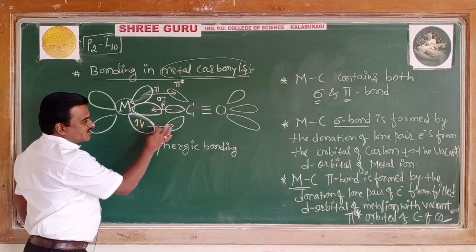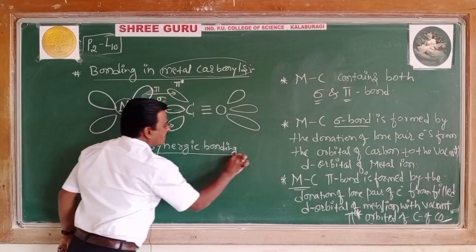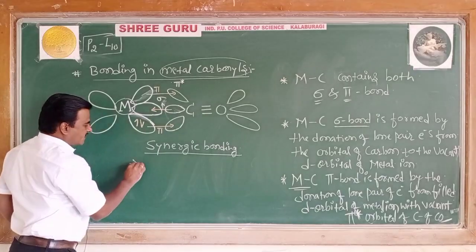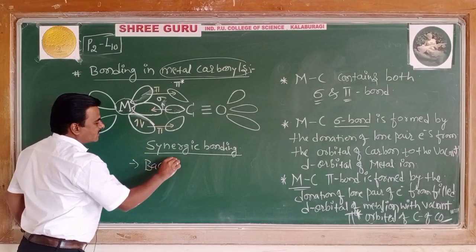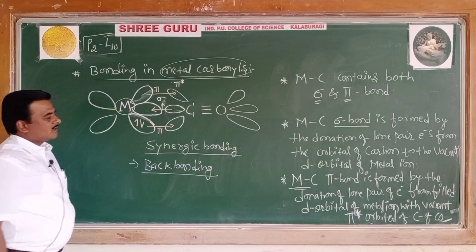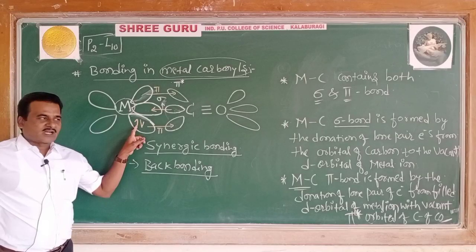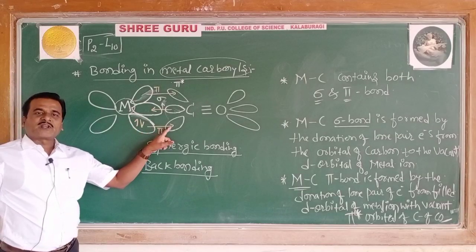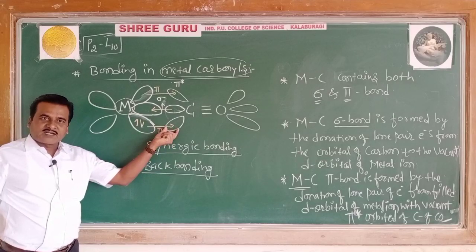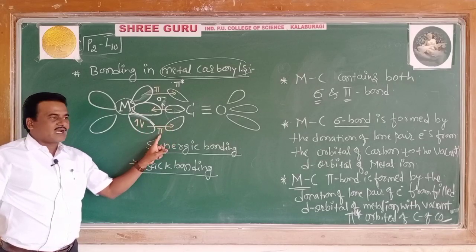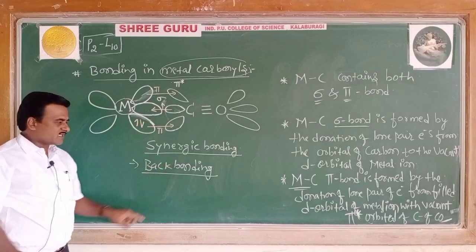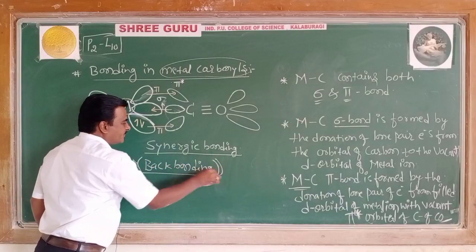So this nature of bonding is called back bonding. What is it called? Back bonding. So the filled d orbital of the metal ion donates a lone pair of electrons to the vacant pi star orbital of the carbon, thus forming a bond called pi bond, and this pi bonding is termed back bonding.